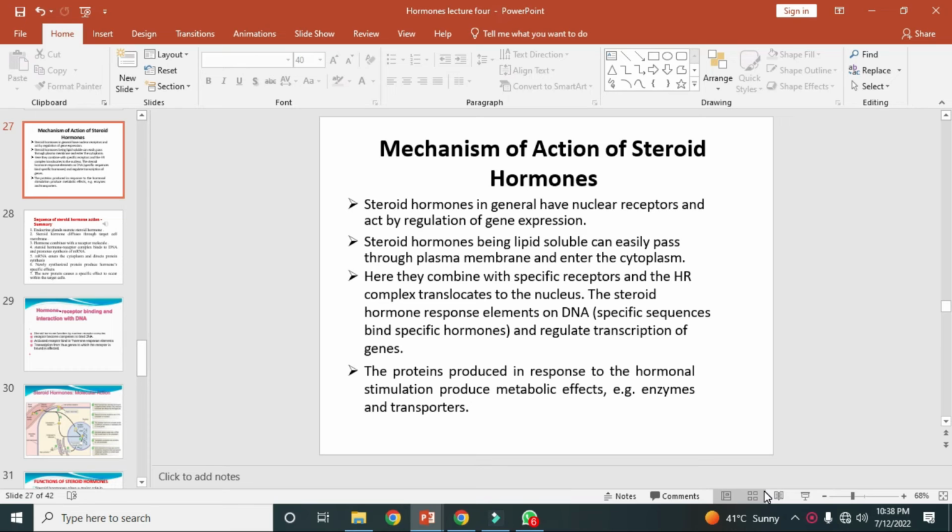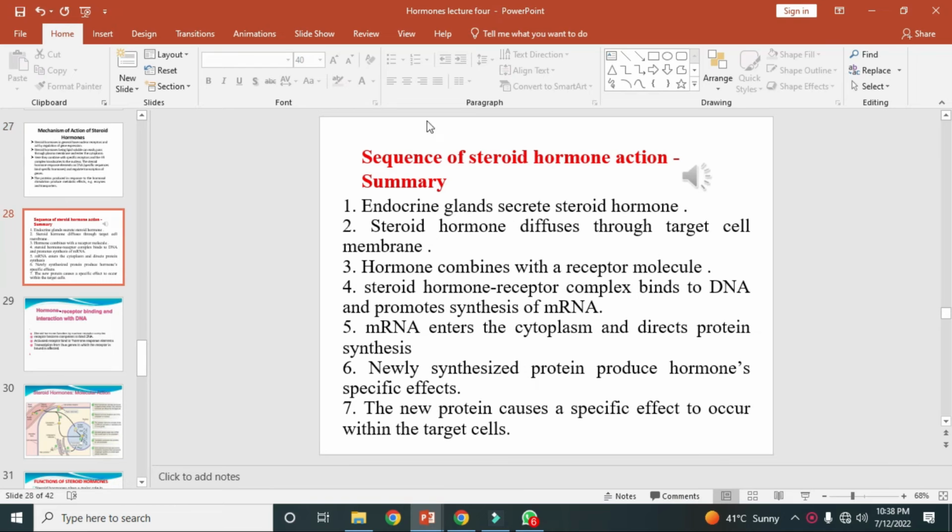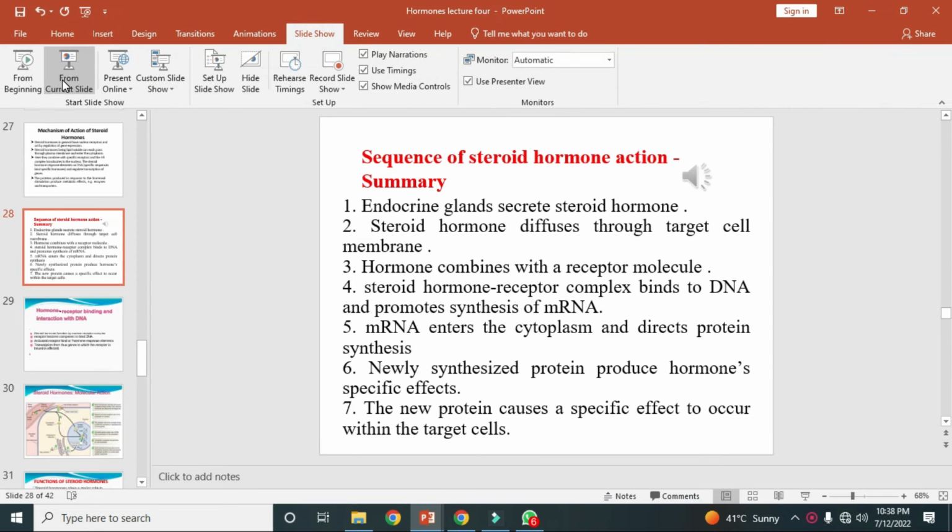The steroid hormone receptor complex calls for the production of messenger RNA molecules which code for the production of specific proteins.